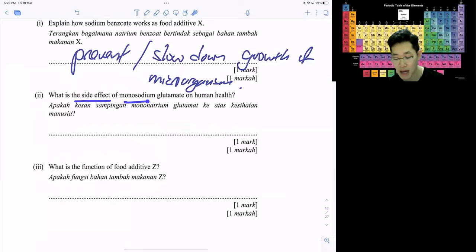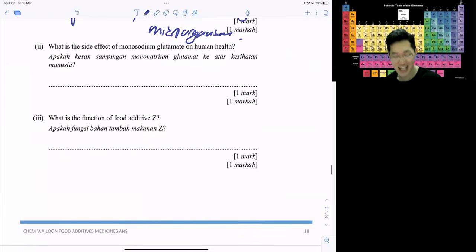What is the side effect of MSG on human health? MSG, high blood pressure. Okay, what else? Thirsty. Okay, headache, cancer, kidney failure. Okay, can write. Everything can write. Okay, thirsty, cancer, kidney failure. All this can write lah. Make sure the answer you write really is in the book. You don't simply write something.